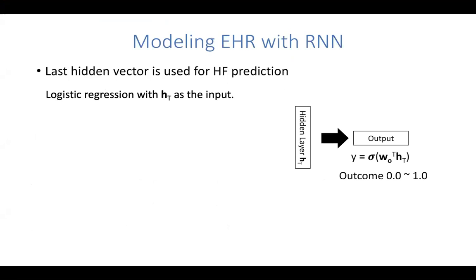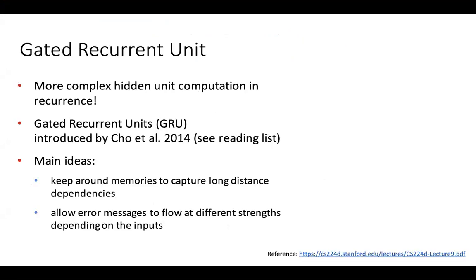In order to overcome that, a couple of models have been proposed by very famous researchers. I'm introducing GRU first. The two representative models that overcome the vanishing or exploding gradient problem are LSTM, the long short-term memory, and the gated recurrent unit, GRU.